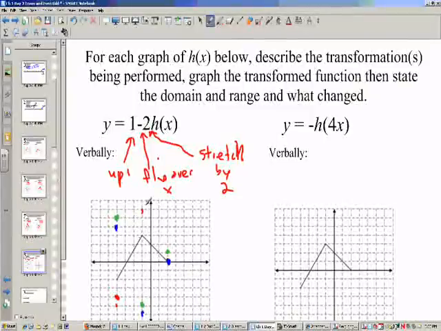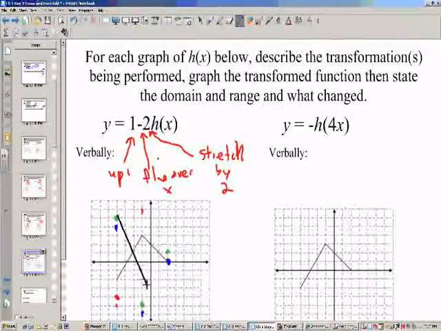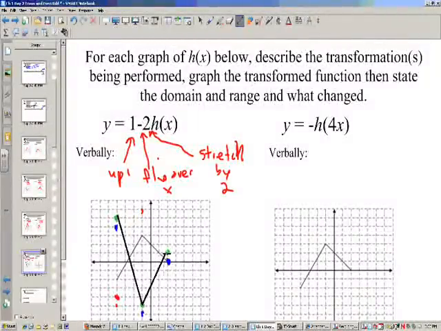So my red dots were just stretching by a factor of 2. Then my blue dots are what happens if I flip it over the x. And then finally I move it up 1. So now I'll connect my green dots and have my new function.